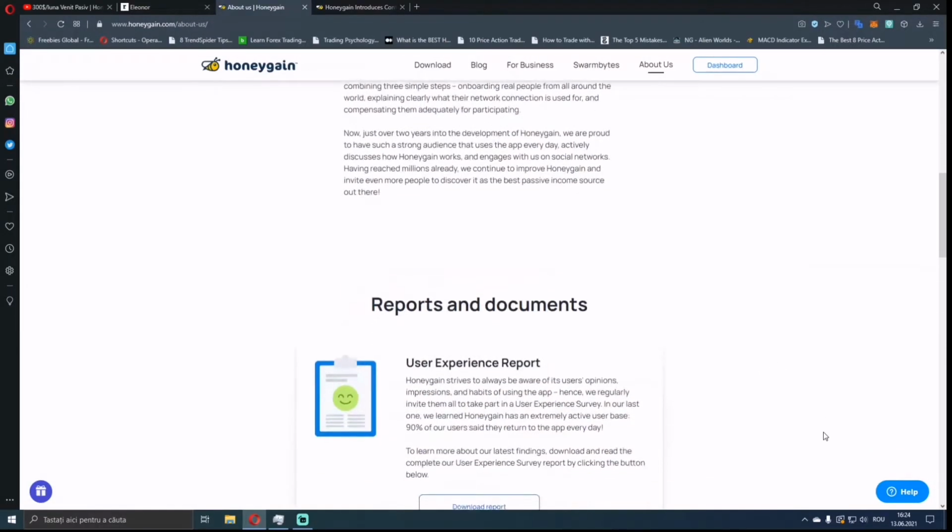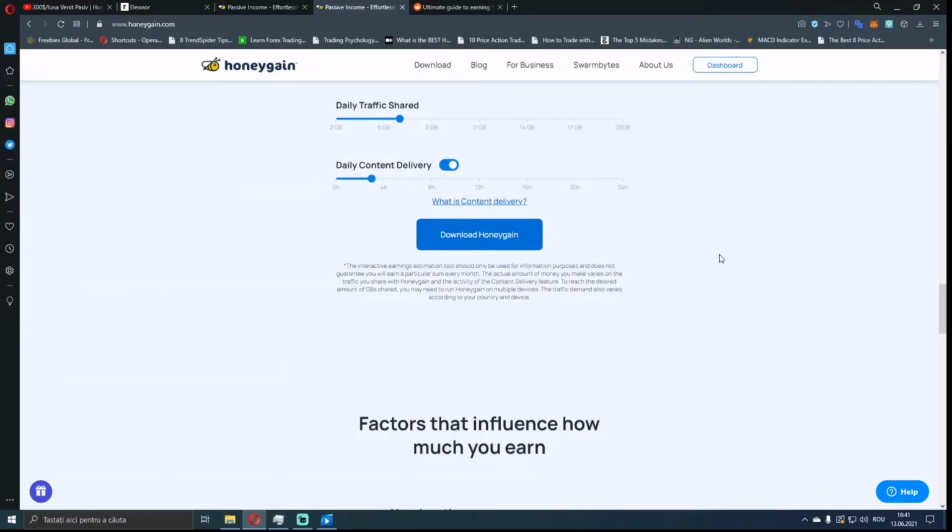Honeygain is currently supporting Android, Windows, and macOS operating systems. Besides the number of IP addresses you use, there are also 2 more factors that influence how much you earn: the network speed and your location. You should aim for a speed of 50 megabytes per second and also live in an area where there are a lot of users or where the traffic demand is high.